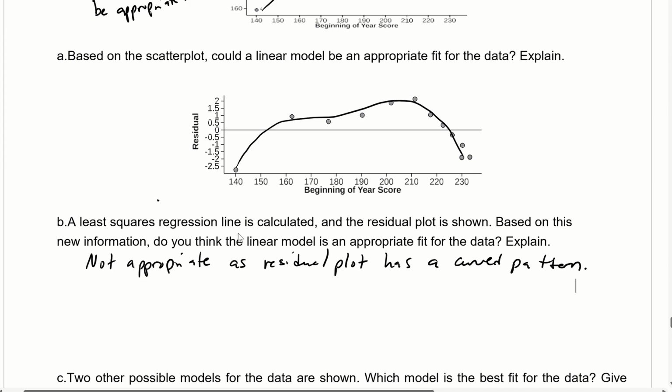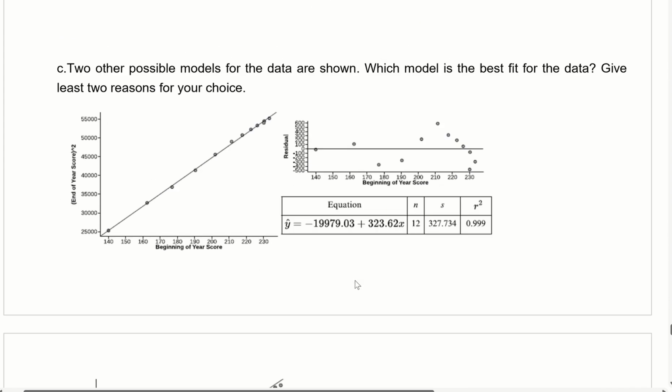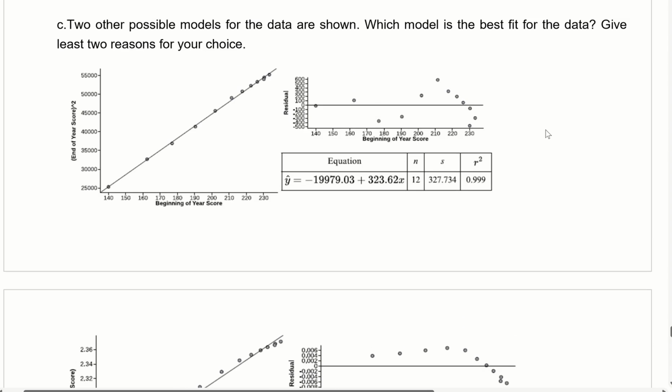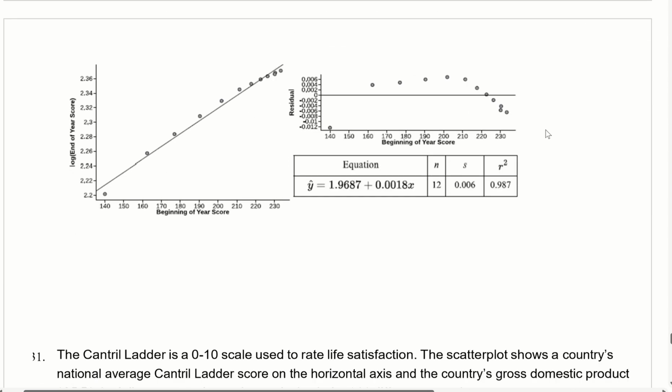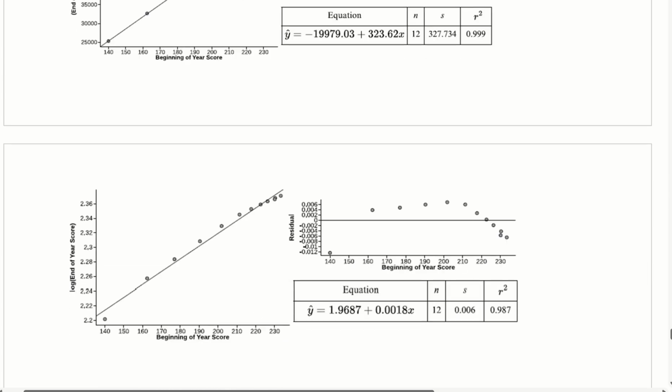Okay, so the least squares regression line is calculated in the residual plot. Yeah, so definitely not going to work then in that case. It says two other possible models for the data are shown. Which model is the best fit for the data? Okay, so this is model 1, model 2. So this should be model 1, and I guess this is model 2.